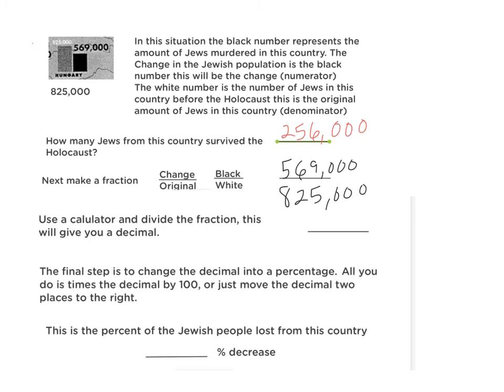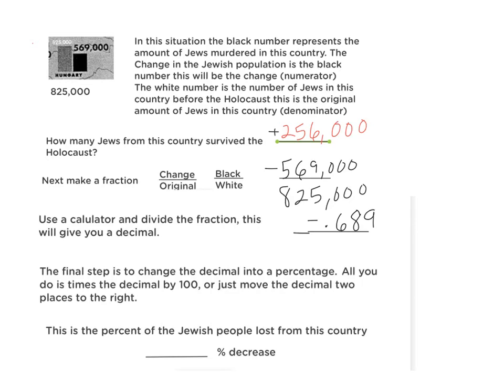569 divided by 825. And I get, and this should be negative. Oops, that's positive. This is negative. So I get negative 0.689. If you want to put down 3 digits, take it to the thousandths place. And then the last thing that we're going to do is times this by 100, or just move that decimal point over twice.